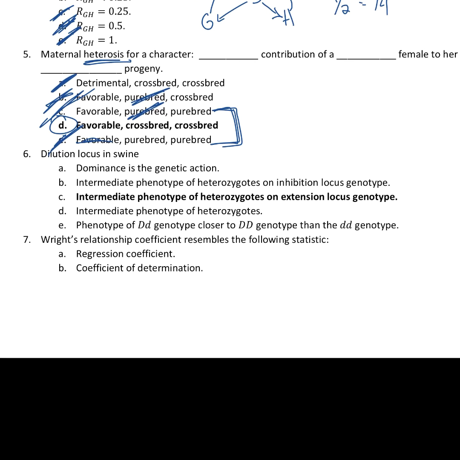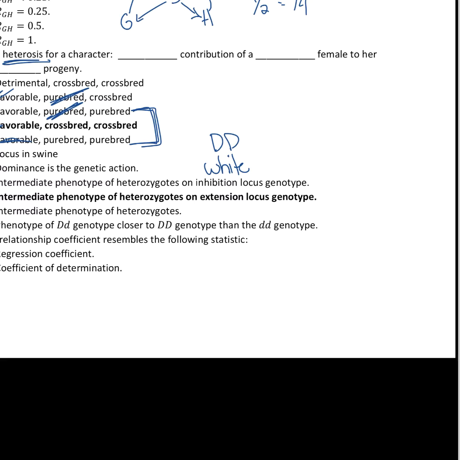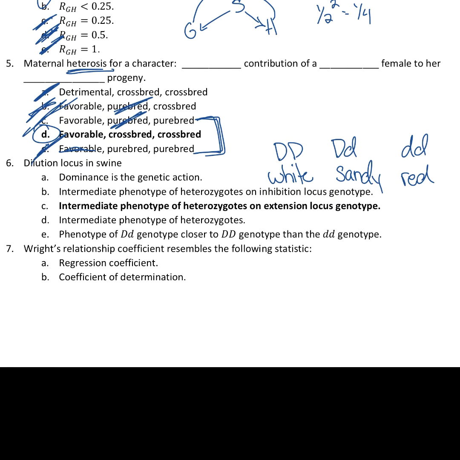Number 6, the dilution locus in swine. So if we remember the dilution locus in swine, we have big D, which gives white, given that the other loci allow it, big D little d, which gives sandy, and little d, which gives red. So we can look, dominance is definitely not the genetic action because we do have an intermediate. And so it is, yes, the intermediate phenotype of heterozygotes, but we have to consider the other loci, so it's not going to be that one.